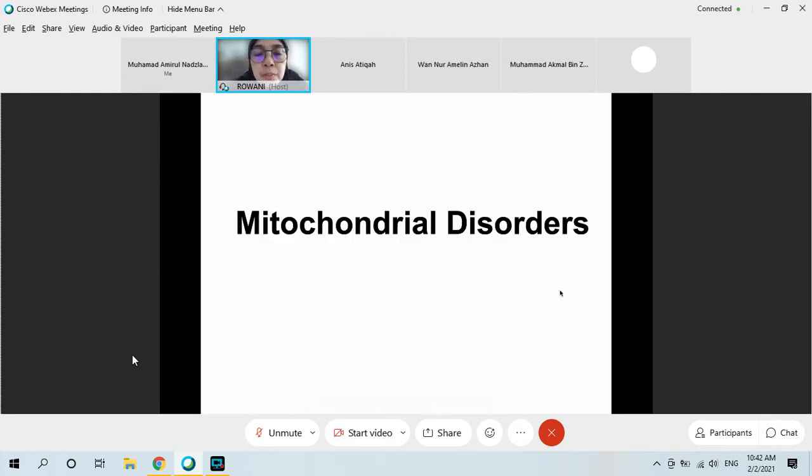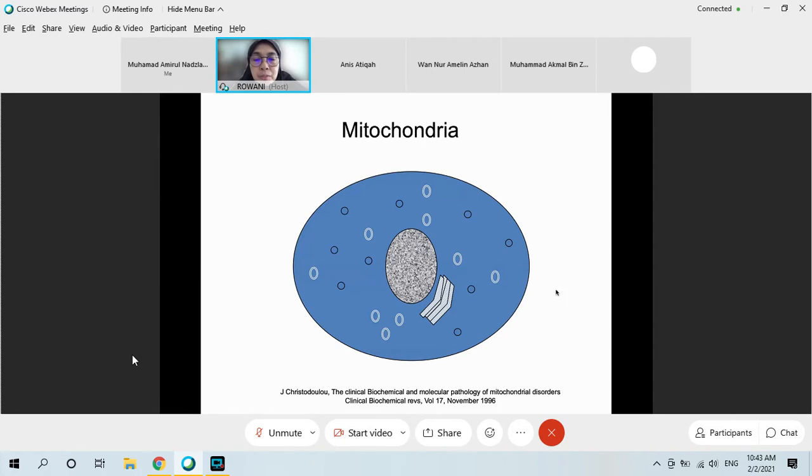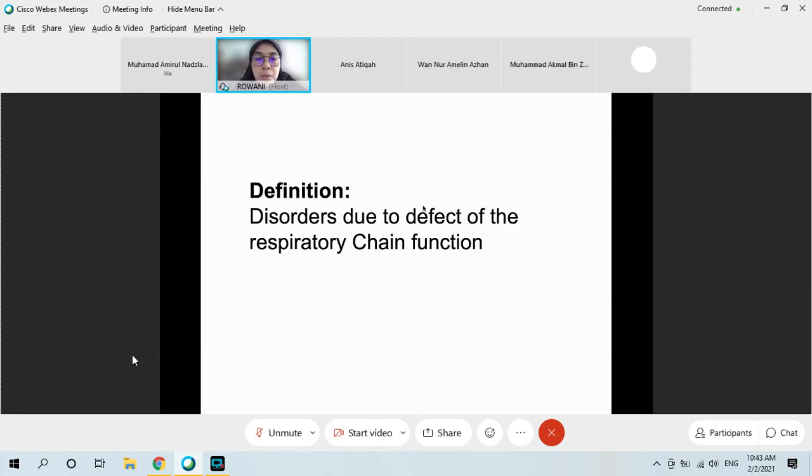Okay, so that is uniparental disomy. Now we'll talk about mitochondrial disorders. Mitochondrial disorders are disorders due to defect of the respiratory chain function. So you remember your mitochondria. This is your nucleus, this is your endoplasmic reticulum. One of the most important functions of mitochondria is to produce energy in the form of ATP. So if there is a problem in this respiratory function, you call it mitochondrial disorders.